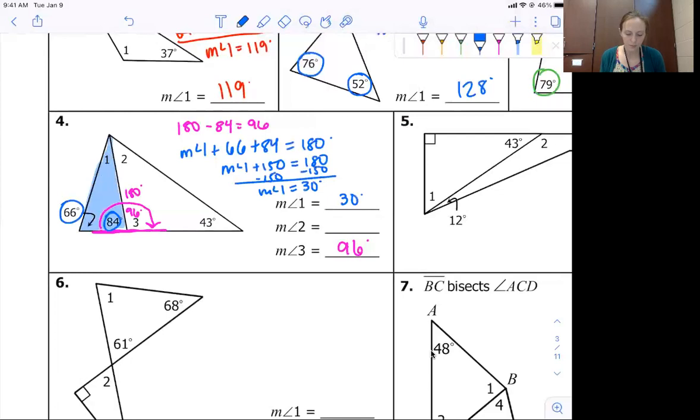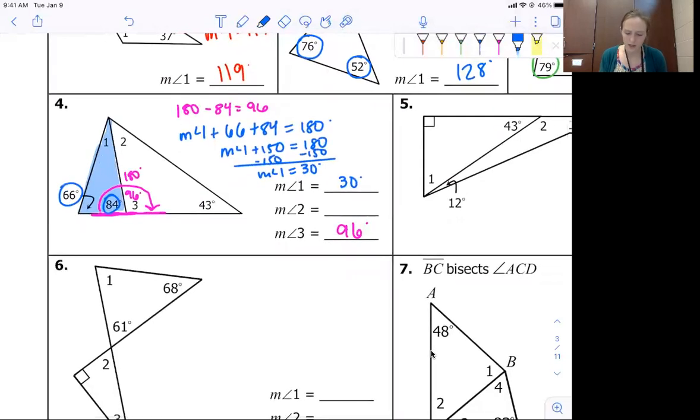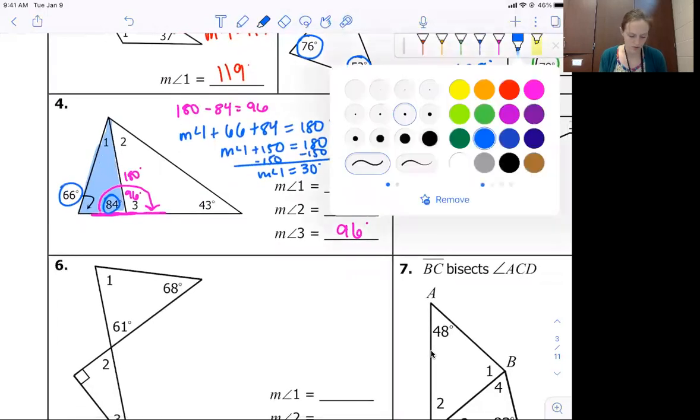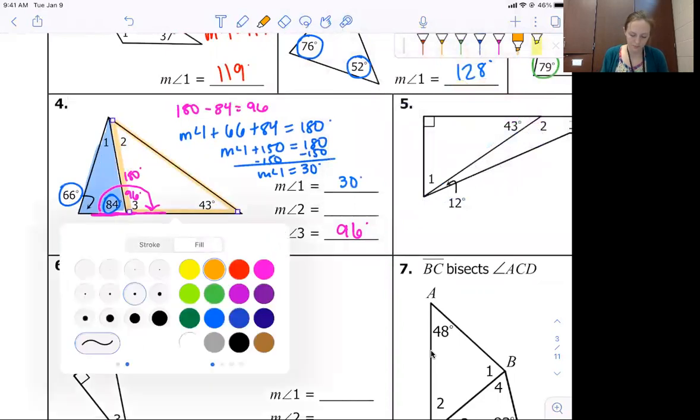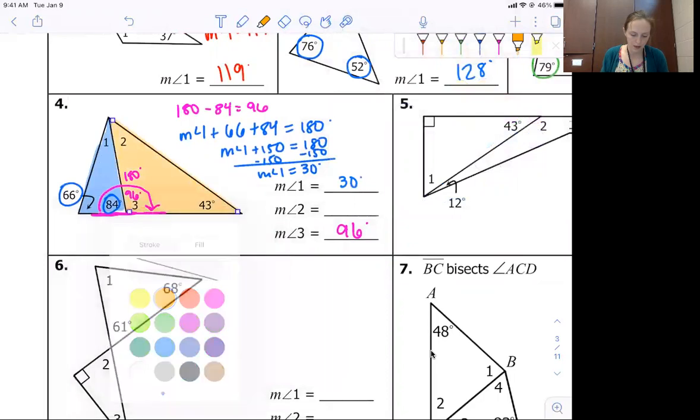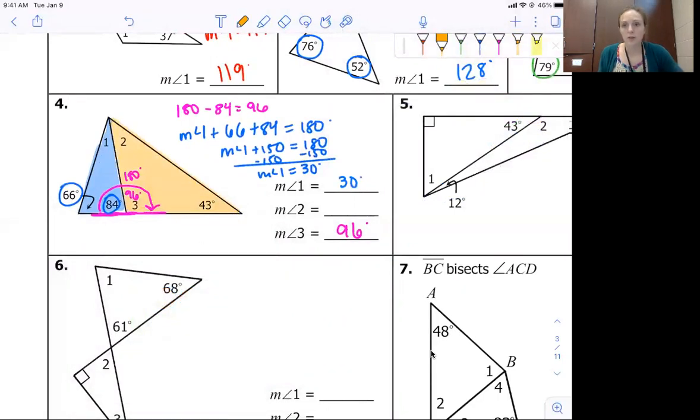Okay. And then finally, I can find the measure of angle 2. I couldn't remember which angle we have to find. So for the measure of angle 2 here, I'm going to highlight it like this. So that's this triangle over here. There we go. And to figure out the measure of angle 2, I'm working inside of that orange triangle.